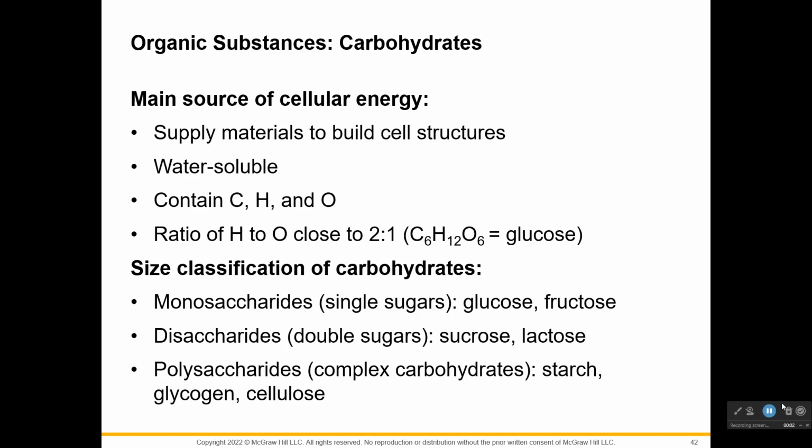All right, part 2 of chemistry is focusing on organic chemistry, and we learned that organic chemistry involves molecules and compounds that have carbon and hydrogen in them. And there are 4 macromolecules. Remember, those are big molecules that we're going to focus on, and that's our carbohydrates, proteins, lipids, and nucleic acids.